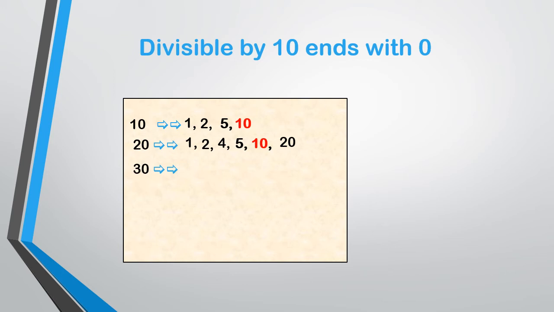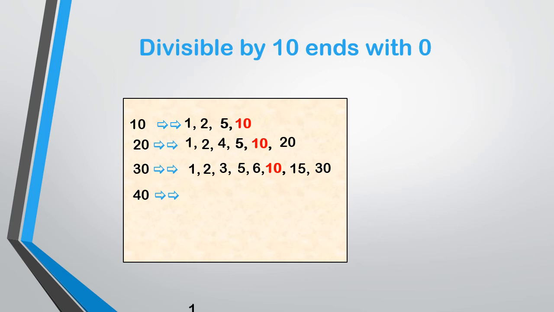Then 30. So 30 comes in the 1 table, 2 table. So 30 is divisible by 3 also. 10 3s are 30. Then 5. 5 6s are 30. 6 5s are 30. So it comes in both the 5 and 6 tables. Then the 10 table. Then 15 also. 15 2s are 30. Then 30.